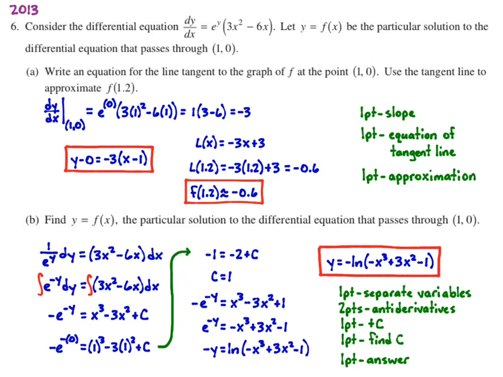I see a lot of people doing some weird things sometimes, and I don't get it. When you are solving a differential equation, when you're finding a particular solution to a differential equation, that means you're trying to figure out what y equals ultimately, and that means your first step is to separate your variables. So be very careful with that.